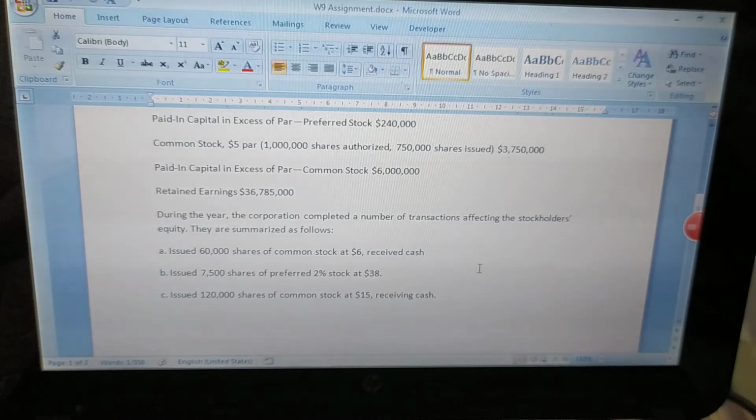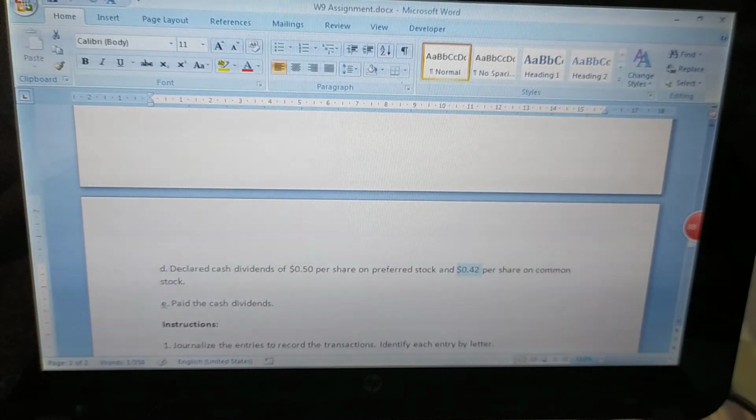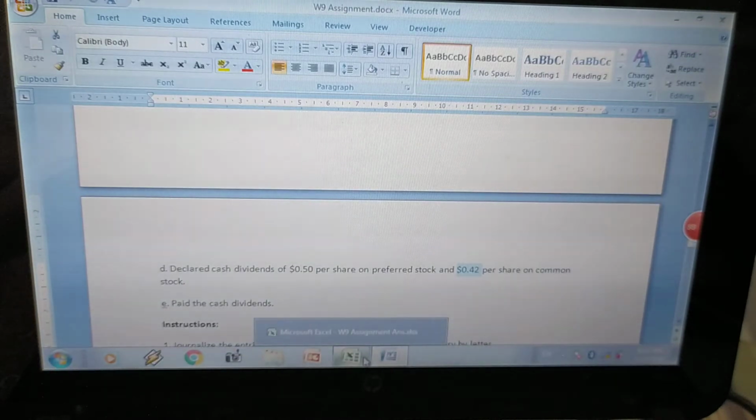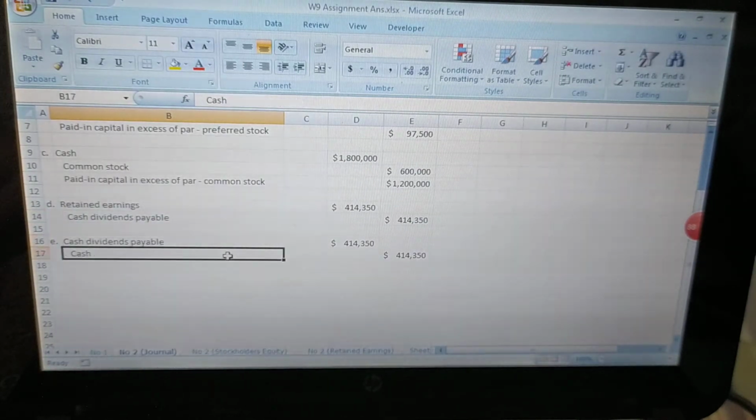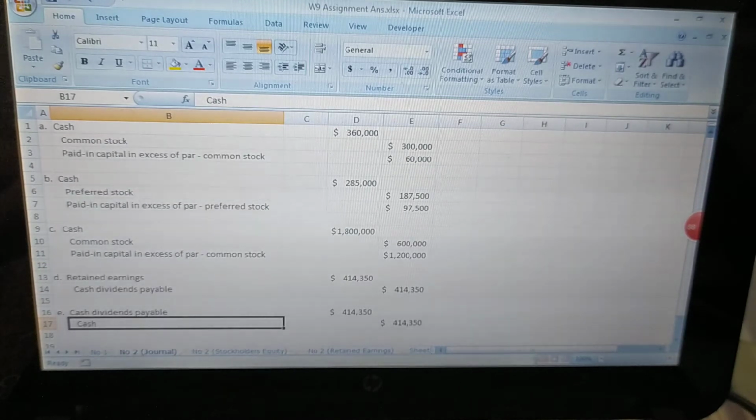And then for E, pay the cash dividends. It's very easy. You just debit the cash dividends payable and then we credit the cash, 414,350. So that is for the journal entries.